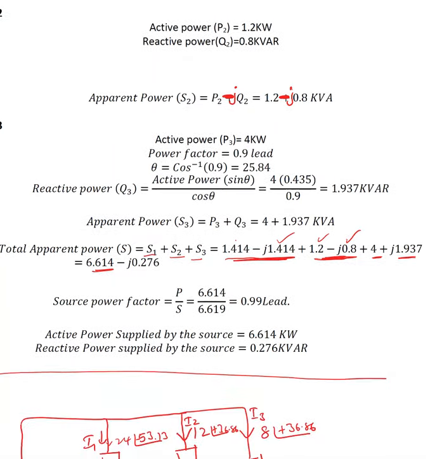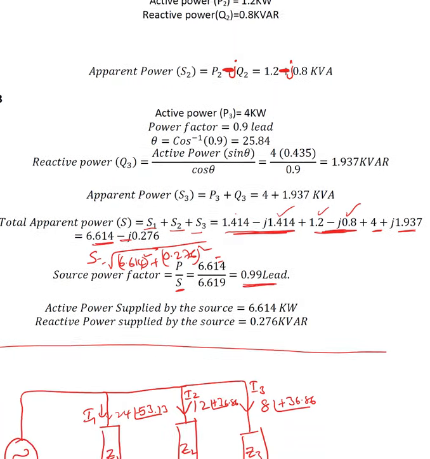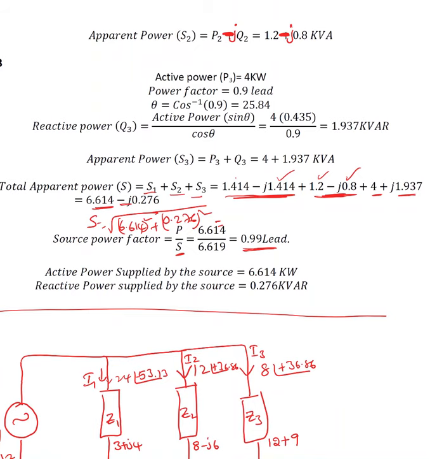So the source power factor is P over S. S is the square root of 6.614 squared plus 0.276 squared. That's how I found the S value, the apparent power. There is not much difference, so the power factor is 0.99. It's a leading power factor, leading because I have minus j there. So that's the active power and reactive power.